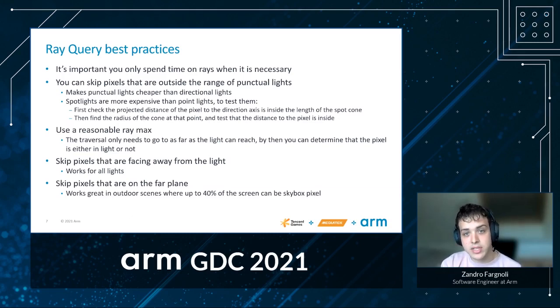Lastly, you can skip pixels that do not have any geometry drawn to them at all. For example, the far plane or the clear value of your depth buffer. This is especially beneficial for outdoor scenes where most pixels towards the top of the frame can be just the skybox, something you wouldn't want to try and intersect with.